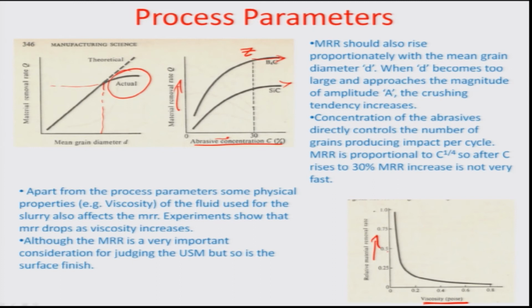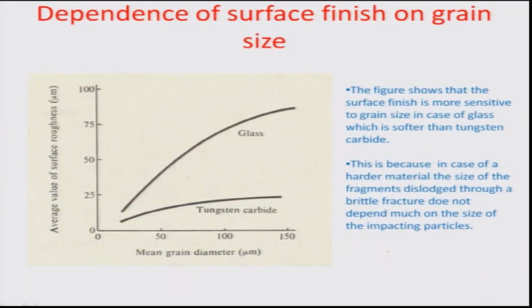Let us also look at the dependence of surface finish on the grain size. If the grain size is more, obviously the average roughness would increase, and it would increase more in the case of a brittle material than in the case of a hard or ductile material. So the effect of the mean grain diameter increase on the average surface roughness becomes more prominent if we are talking about a brittle material rather than a ductile material.